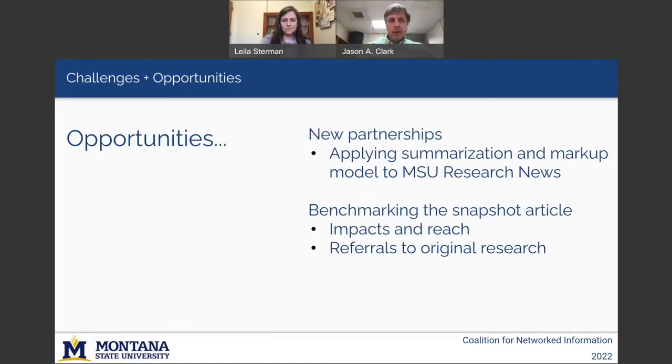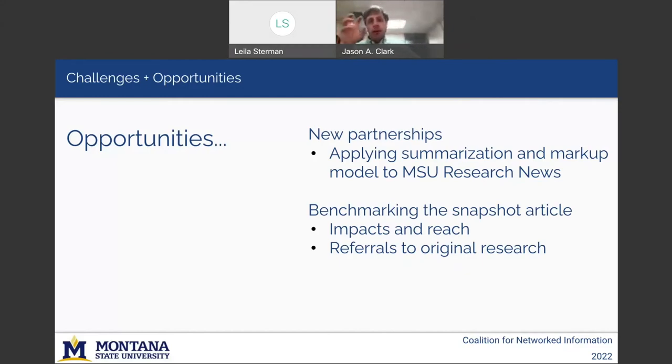I think there's excitement about where this could go and where it's going. I think there are also opportunities, new partnerships. As we piloted this with scholars' research journal articles, I think there are more and more ways we could reach out to our research news, and how this model could be applied, helping them abstract some of their research news. I also think that the news writers are particularly suited to help understand and create better summarizations. So that's a partnership that we'll move forward with here.